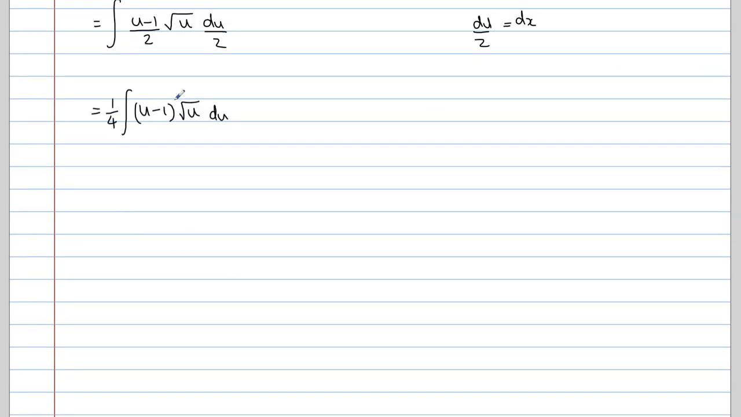Then I need to think about how I can expand out these brackets. I'm going to put an extra step in that you might not necessarily write down yourself doing this question. I'm going to write this as u minus 1 multiplied by u to the power of a half, because this will help me see how to multiply out the brackets a bit easier. So I get 1/4 of u times u to the half. That gives me u to the 3 over 2 minus u to the half. And this is what the question asked us to derive.